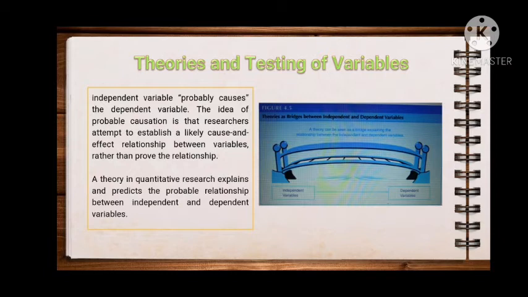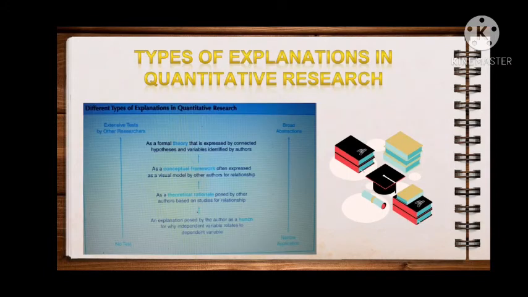And the next, we come to the types of explanations in quantitative research. Here, we can see extensive work by other researchers and broad abstractions. This starts from theory, then goes down to conceptual framework, then down to the theoretical rationale, and goes to the explanation posed by the author as a hunch for why the independent variable is related to the dependent variable.